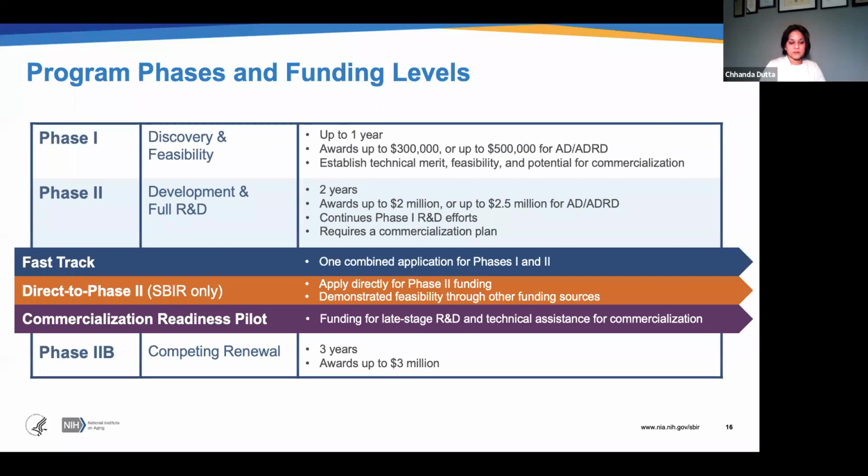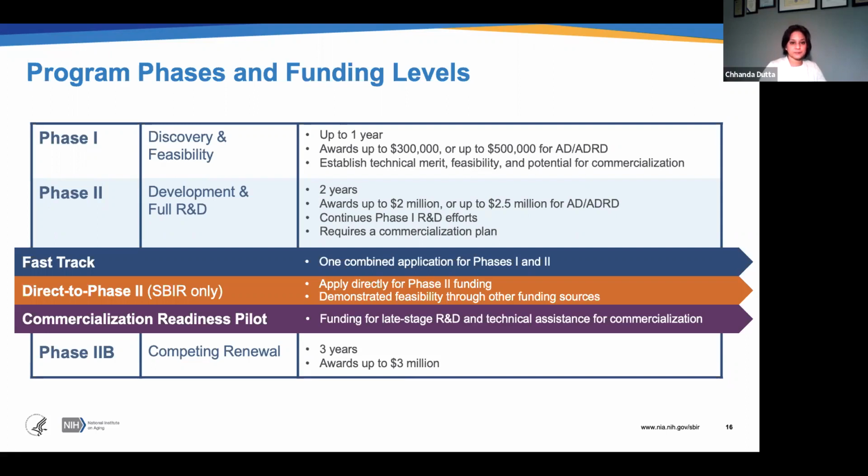So the RFA accepts two types of U44 applications: Fast Track and Direct to Phase 2. We also mentioned the opportunity to apply for the Commercialization Readiness Pilot, the CRP program, during the course of your funded U44 project. If you're making promising research progress, then the CRP enables you to advance your translational research efforts even further beyond the funding provided by this RFA.